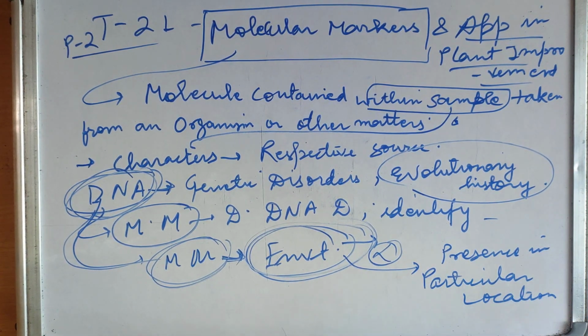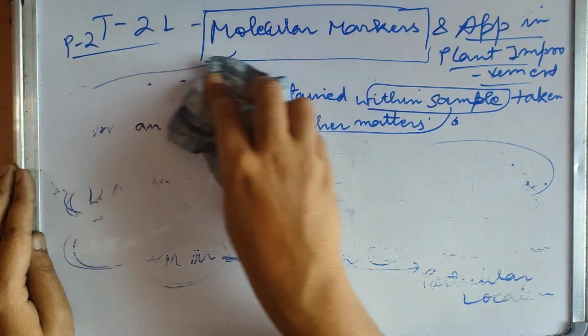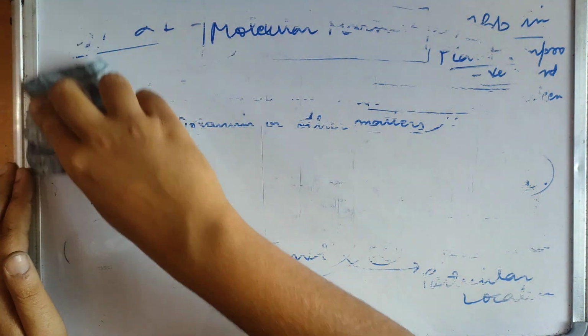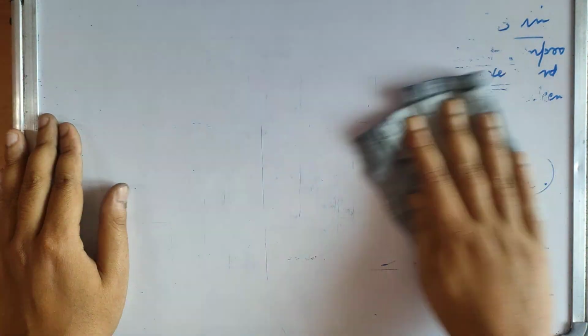So hope you all understand it. Once a question was asked about short notes: write about molecular marker, transgenics or something like this. So we will in short know what transgenics are also. This was all about molecular markers. Hope you all understand what molecular markers are.